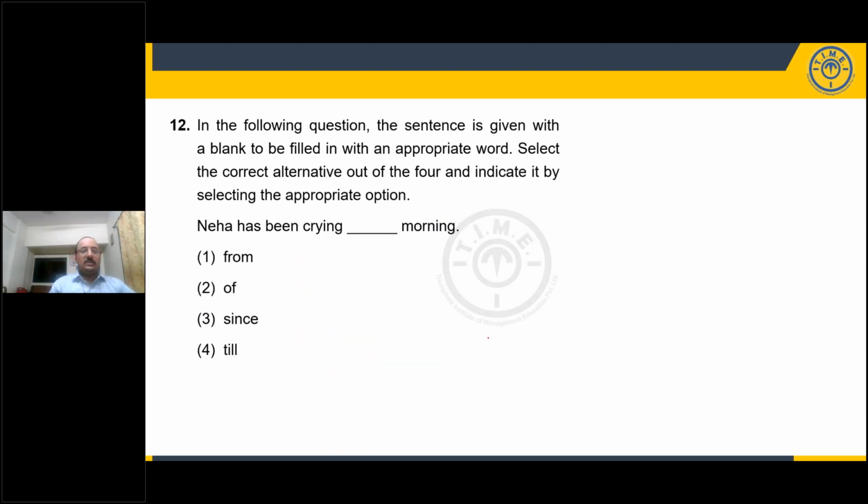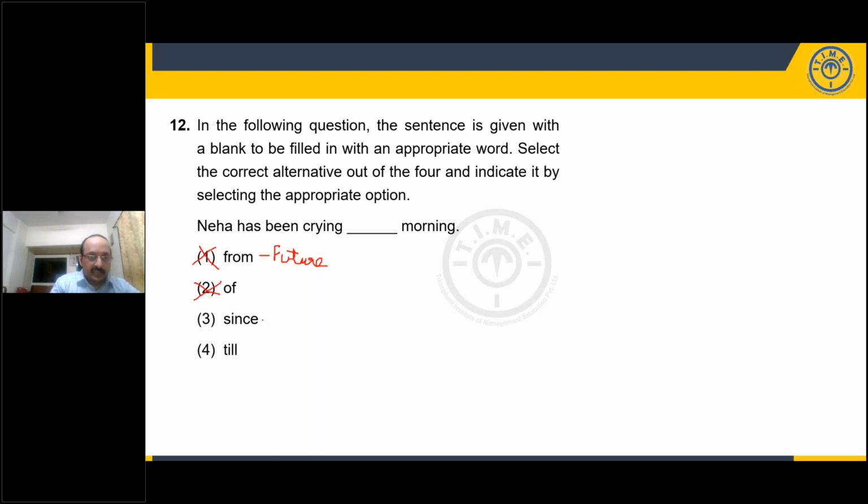All right, guys. Now the 12th one. Neha has been crying dash morning. So basically from morning till now she's crying. Now, can I use from? No, but from is generally used with the future. Saying something like, for example, I'll join my classes from Monday. So from is normally used when I talk about the future. So from cannot be used in this context. Can I use of morning? No, because of is used with possession. This is the handle of the knife.